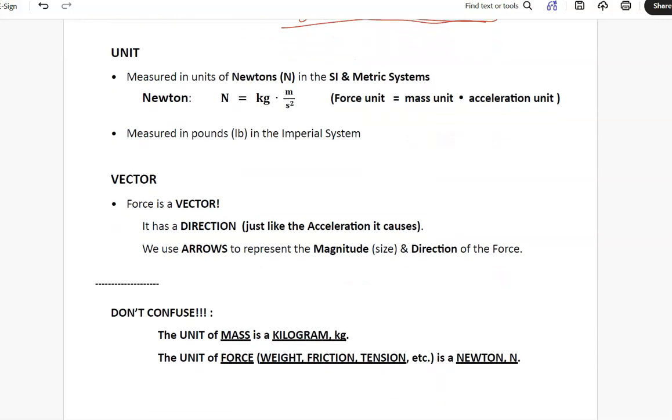how do we measure forces? Well, forces are measured in a unit called newtons, and we abbreviate newtons with a capital N. This is the unit in the metric system. It is also the unit in the international standard system, the SI system, and that's the unit we'll be using for the vast majority of the time. Now, if you were working in the imperial system like most Americans do, typically the unit for force is the pound. This is the unit you use for weight all the time. And you might say, well, wait, that's the unit for weight, not for force.